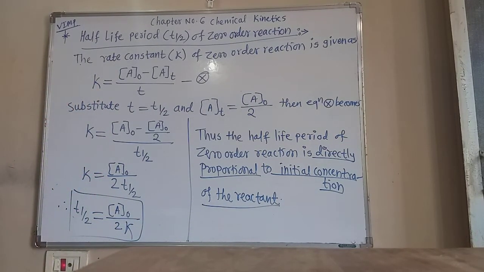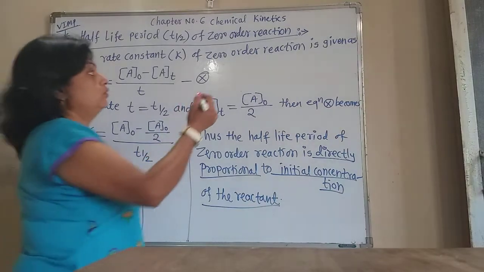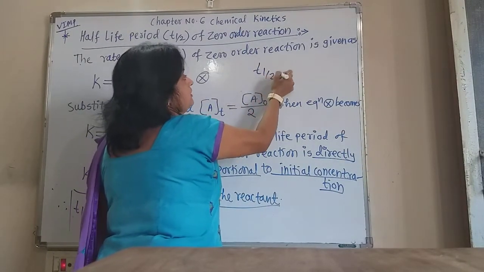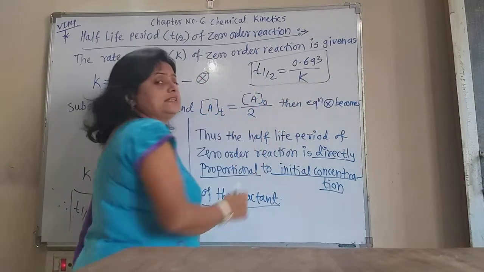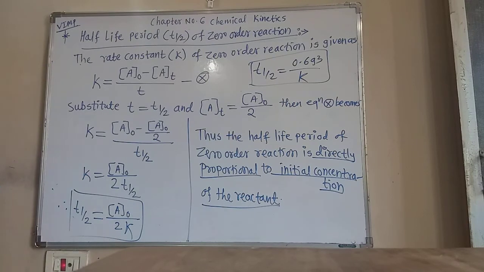But in the formula of the half-life period of first order reaction, there is no initial concentration. Now, what is that formula? t half is equal to 0.693 divided by K. Here there is no concentration of reactant. So the half-life period of first order reaction is independent of the initial concentration, but the half-life period of zero order reactions is directly proportional to the initial concentration of the reactant. Remember that for the MCQs, they may be asked that.